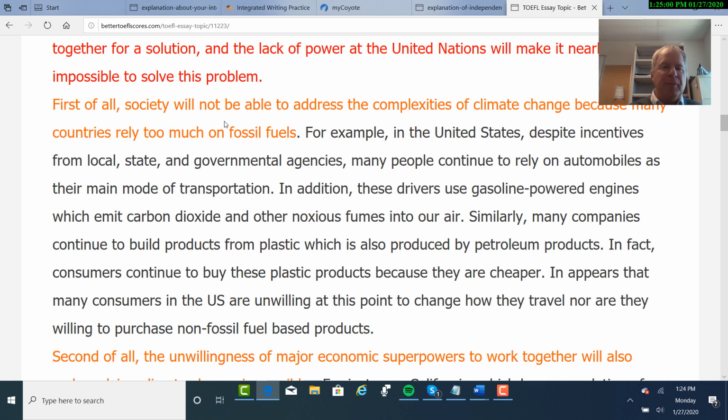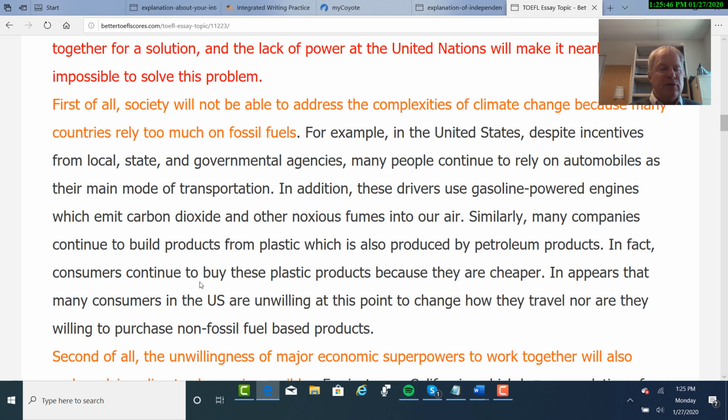First of all, society will not be able to address the complexities of climate change because many countries rely too much on fossil fuels. For example, in the United States, despite incentives from local, state, and government agencies, many people continue to rely on automobiles as their main mode of transportation. In addition, these drivers use gasoline-powered engines, which emit carbon dioxide and other noxious fumes into the air. Similarly, many companies continue to build products from plastic, which is also produced by petroleum products. In fact, consumers continue to buy these plastic products because they are cheaper.